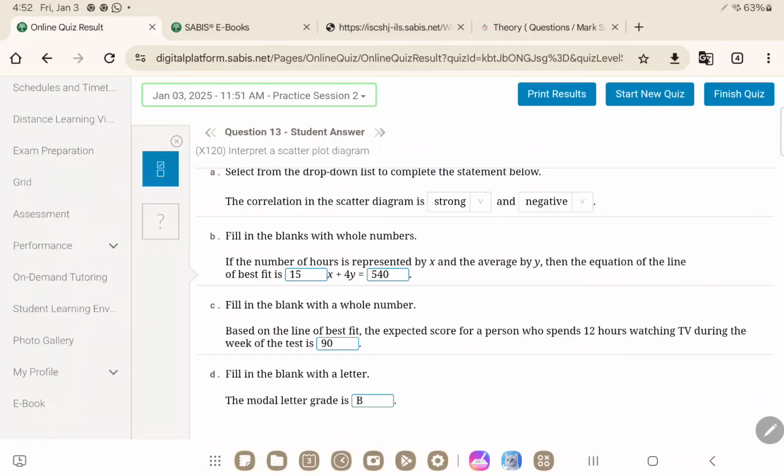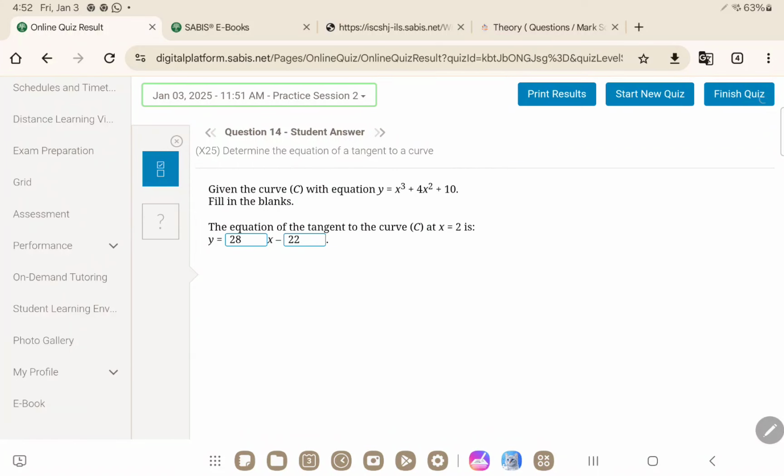Now let's move on to the next question. Okay, for this question, we need to know the derivatives. Given the curve C with an equation of this, the equation of the tangent to the curve at x equals 2 is, so to solve this, sorry, my mic cut. Anyways, what I was saying before it cut was, to solve this, we need to find the derivative, or we need to differentiate this equation.